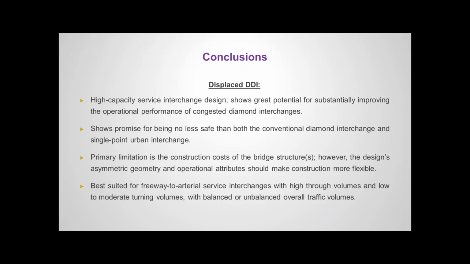Now, the primary limitation, I would say, would be the construction costs of the bridge structures. As you can see from my previous slide, you would have to build around 4 new lanes of bridge structure, which might be expensive. However, since it has asymmetric geometry, you could decide which side of the existing bridge structure to build the new bridge structure on, which should make the construction and geometric design more flexible. So overall, it's best suited for freeway to arterial service interchanges with very high through volumes and low to moderate turning volumes, with either balanced or unbalanced overall traffic volumes.